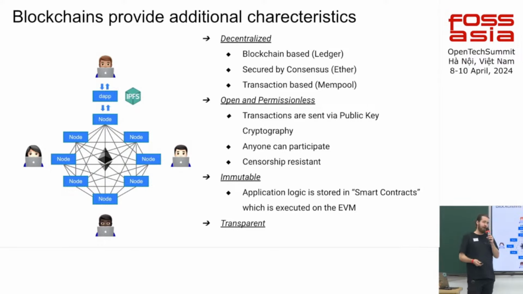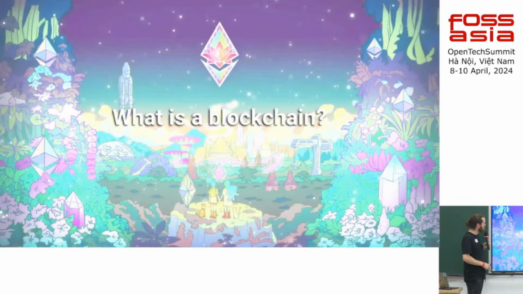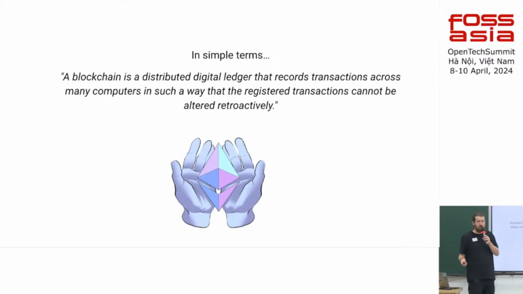On top of that, everything is transparent. Everyone can see what's going on with the blockchain. So what is a blockchain? In simple terms, a blockchain is a distributed ledger. You can think of it like a database that records transactions across all the computers in a way that those changes cannot be altered retroactively. The concept is that you're taking the state, transitioning it, and securing it along its path in these blocks.